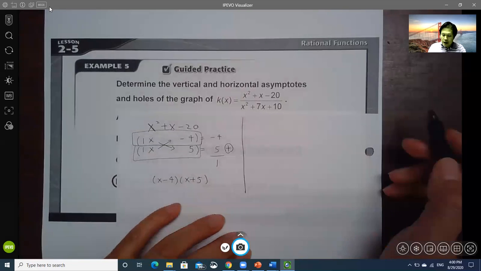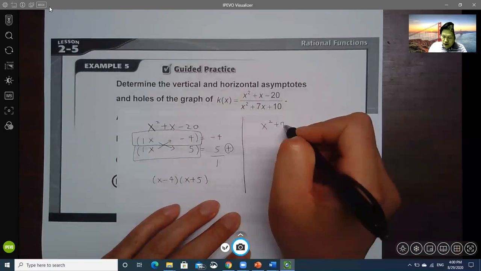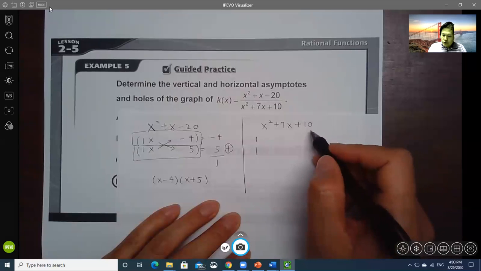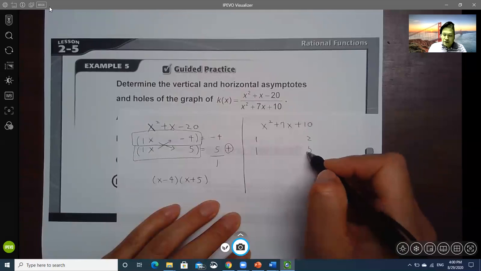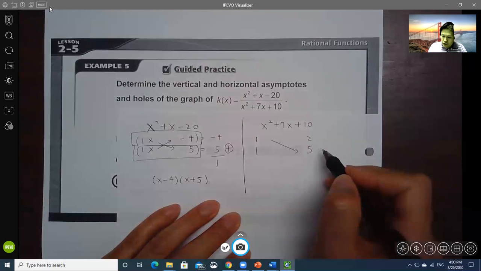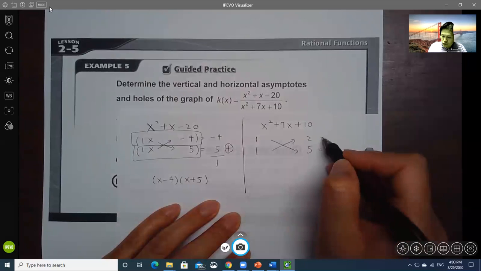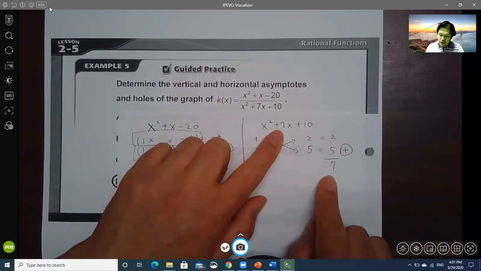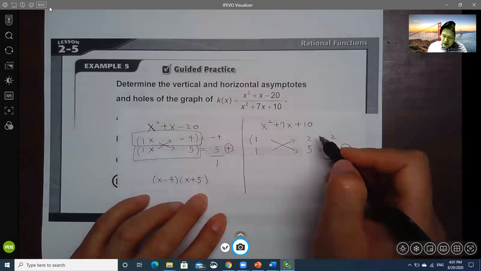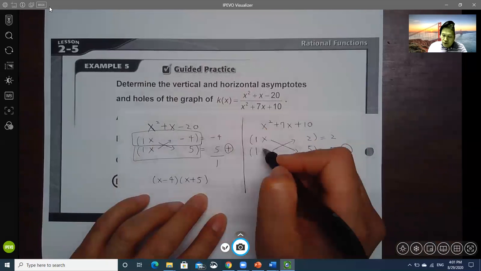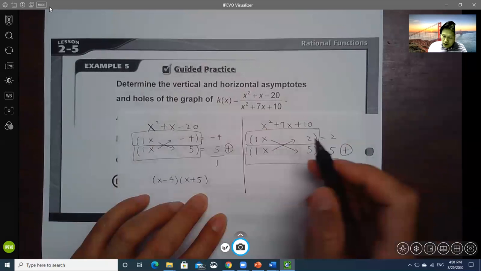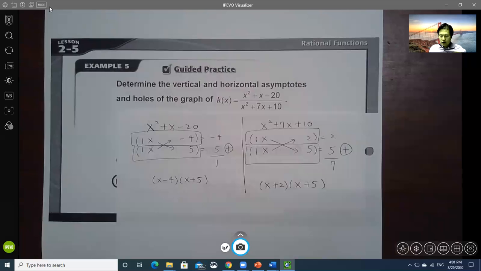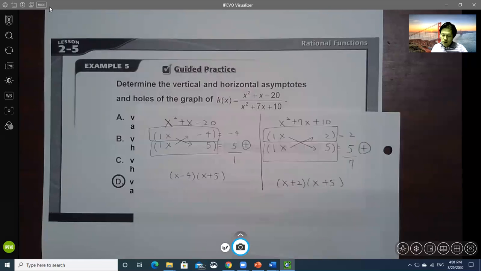Do the same thing with the denominator. x squared plus 7x plus 10. 1 times 1 makes 1. 10 has 1 times 10, 2 times 5. Okay, 2 times 5. Multiply across, 1 times 5, 1 times 2, add them. That number should match the number inside. And we found the combination here. Put a parenthesis, x and x, top floor, bottom floor. We got x plus 2 times x plus 5. So we found factors for both the numerator and the denominator.